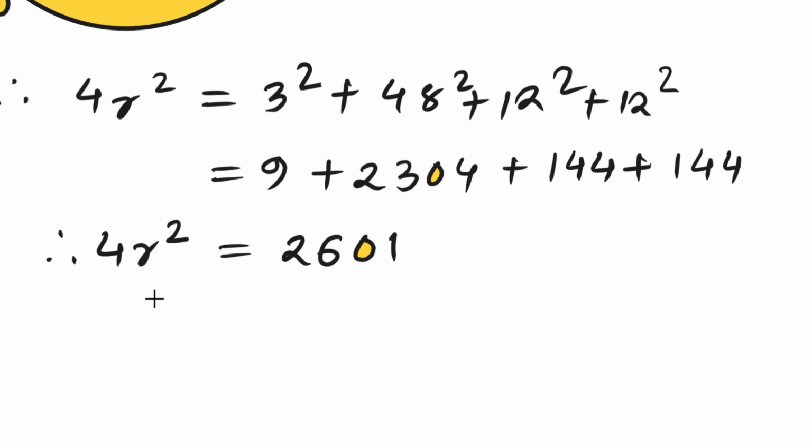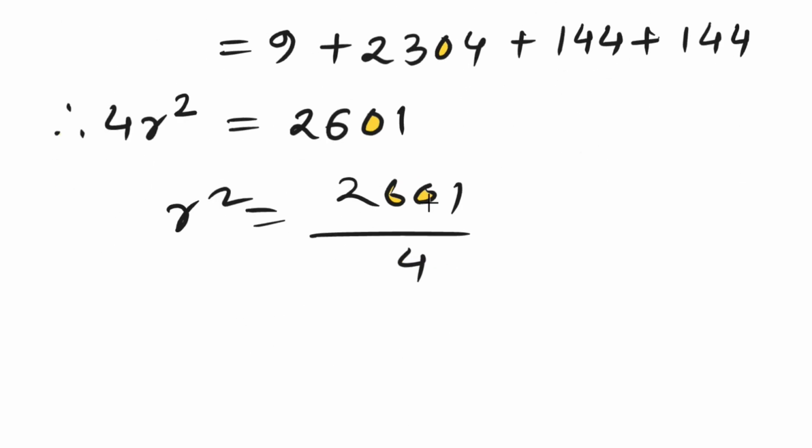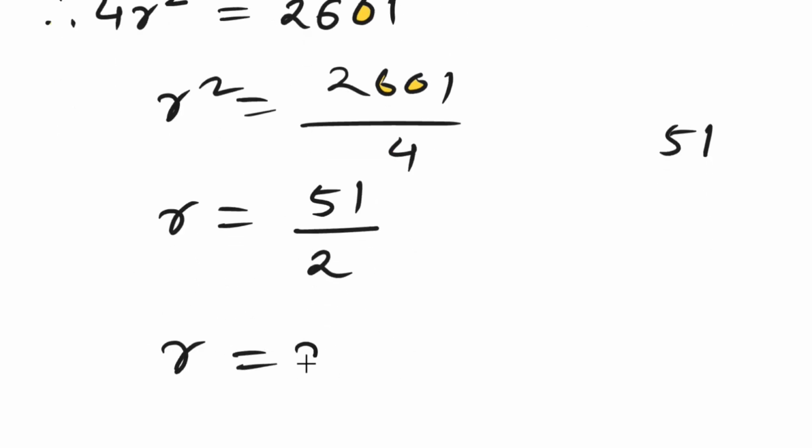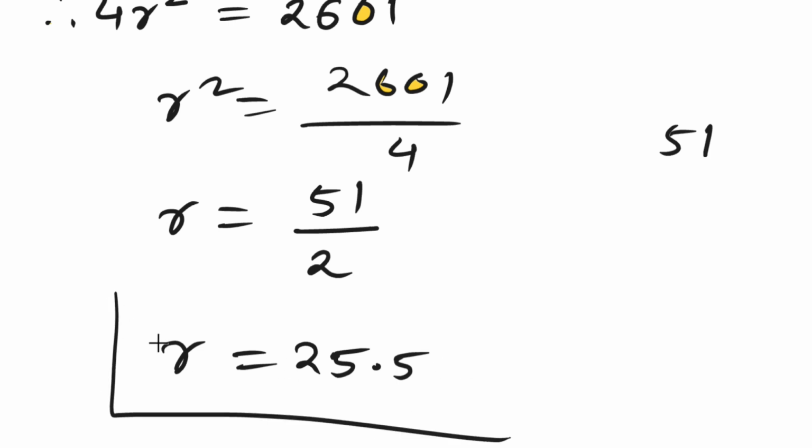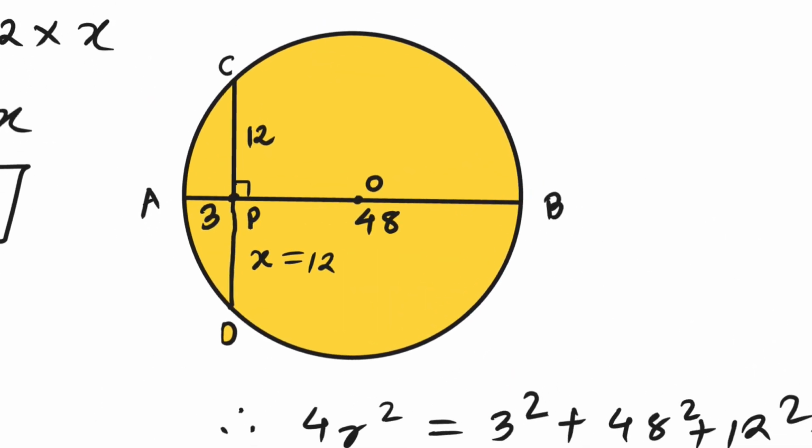Now here's something very important to notice. This means the radius squared equals 2,601 divided by 4. And since the square root of 2,601 is 51, the radius becomes 51 divided by 2, which is 25.5 units. Notice that this is not an integer, and that's perfectly acceptable because the given measurements naturally lead to a radius of 25.5 units.